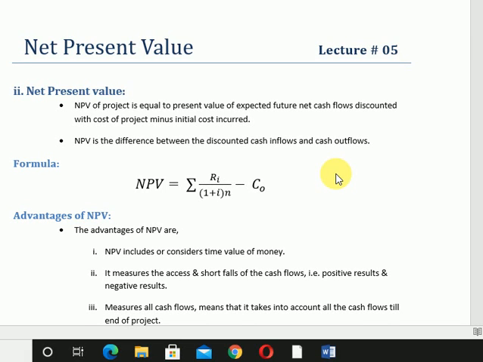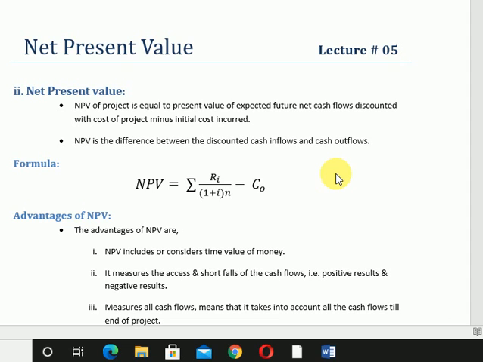Today our topic is about the net present value of the project. As we discuss the selection and rejection criteria of the project, in that selection and rejection criteria we have a technique by the name of net present value. So net present value is a technique through which we can accept the project or we can reject the project.